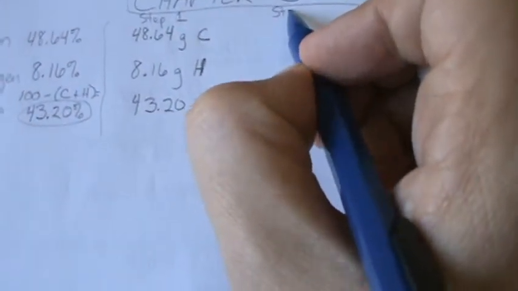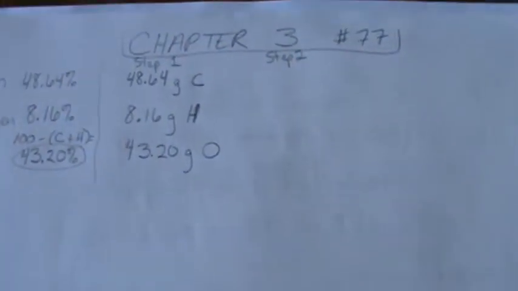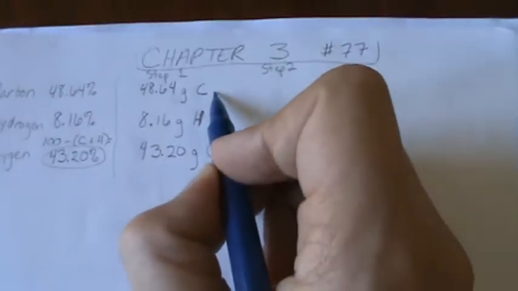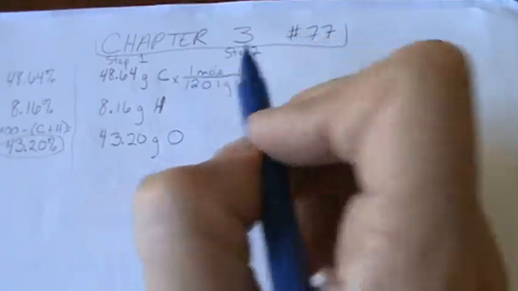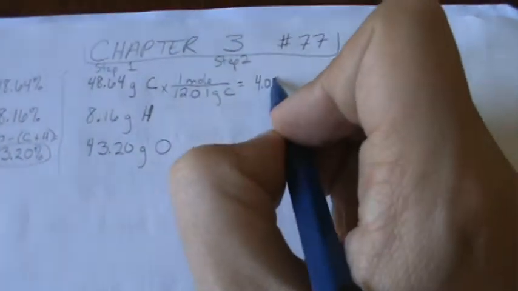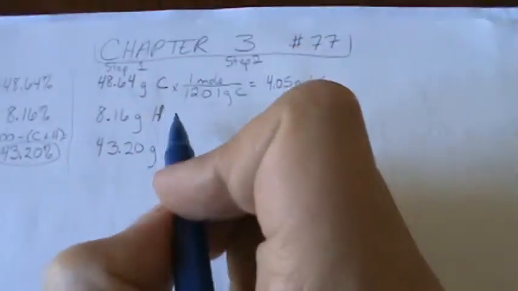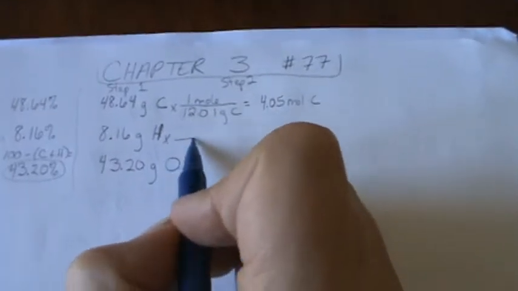Our step 2 is to turn these into moles. And we're going to do that using our molar masses. So we'll say, okay, well, we have 12.01 grams of carbon per mole. So that molar mass goes in upside down. And that means that here we have 4.05 moles of carbon.